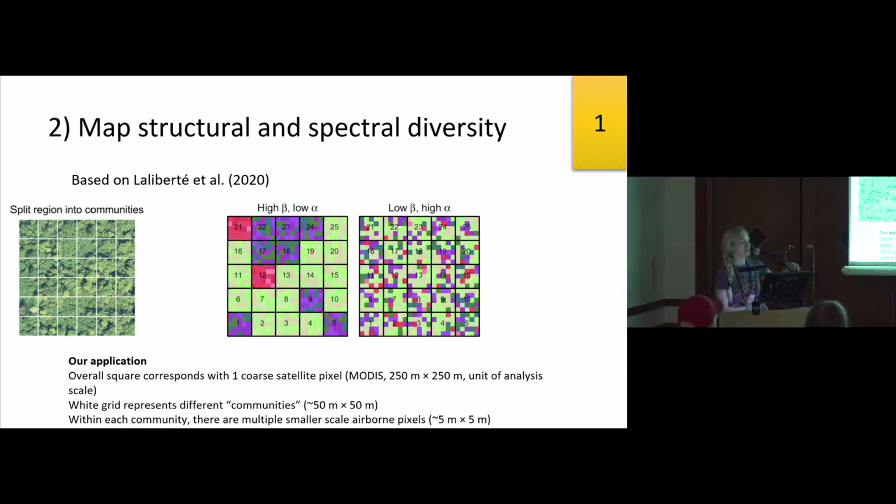So, just for a little bit more background, with beta and alpha, you can see that all of these different communities that have multiple pixels in them are very different from each other. So that would be high beta diversity, but within the actual communities, they're very similar. So that would be low alpha diversity. And then the flip side of that is the communities are very similar to each other, but very diverse within one another. So like I said, kind of confusing. Please feel free to ask me questions.